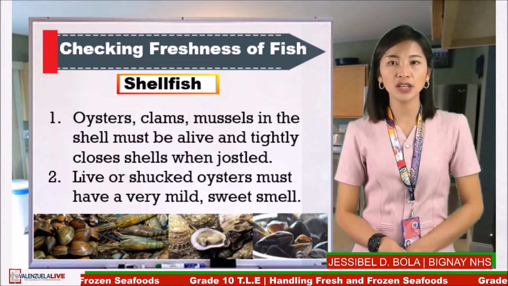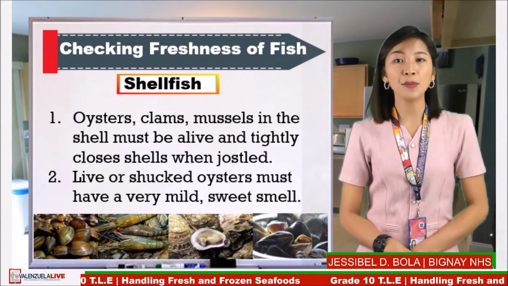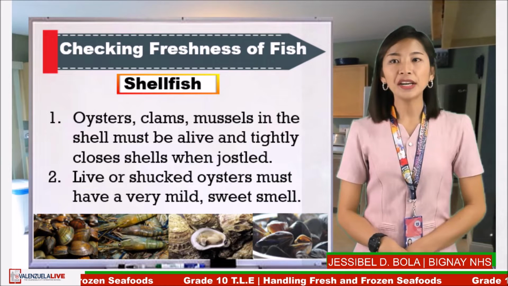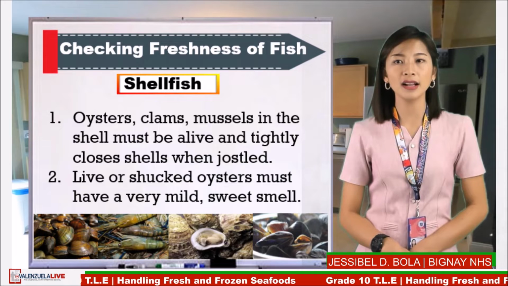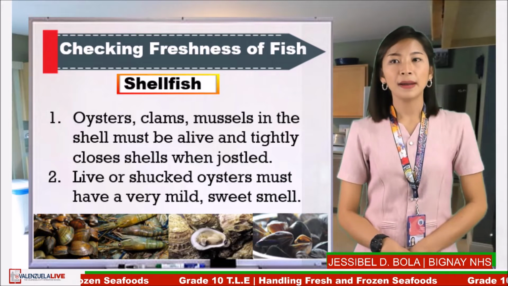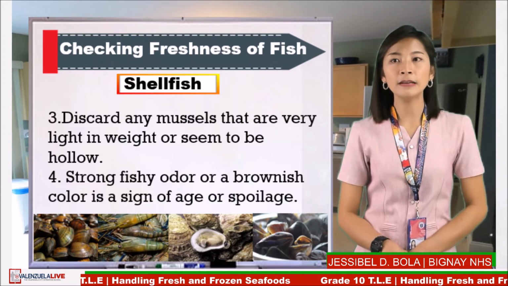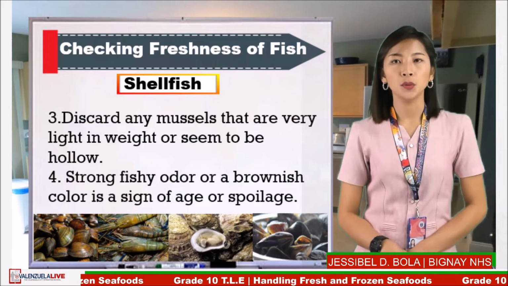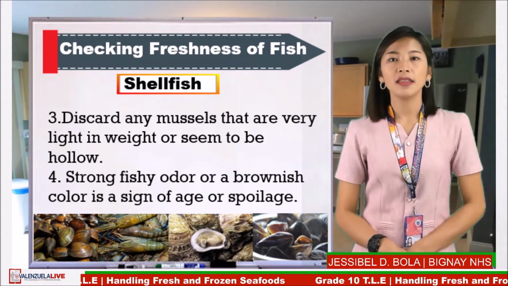When we say shellfish, these are any aquatic invertebrate animals having a shell that belong to phylum Mollusca. Number 1, oysters, clams, and mussels in the shell must be alive and have tightly closed shells when jostled. Number 2, live or shocked oysters must have a very mild, sweet smell. Number 3, discard any mussels that are very light in weight or seem to be hollow. Discard, meaning to say you're going to remove, reject, or dispose.